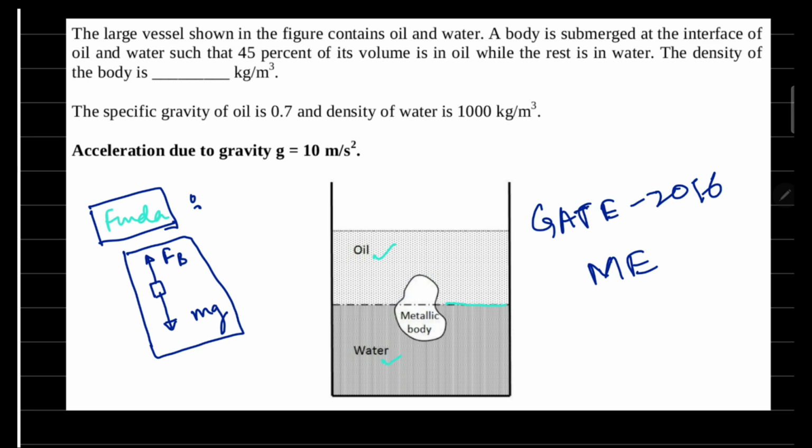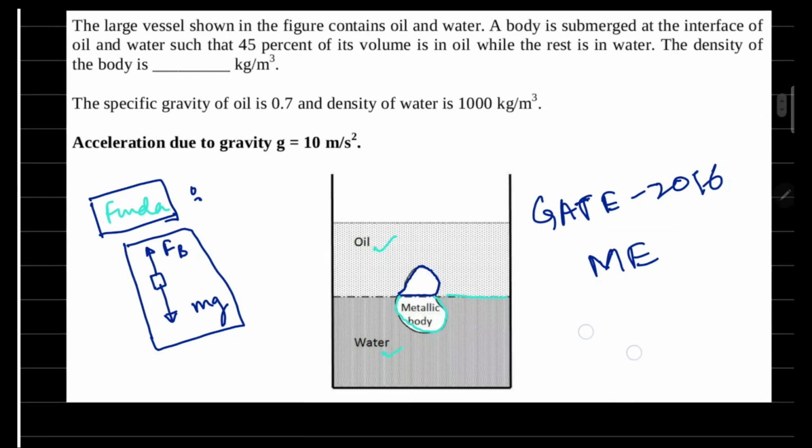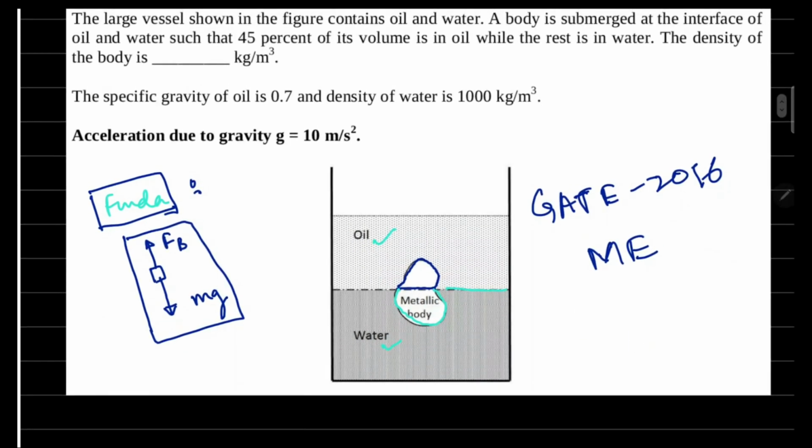Now let's start. It says that before this interface, here is 45% and the rest, 55%, is in the water. We are not aware how much volume this body has, so we assume that the total volume of the solid is Vs. Out of this, 45% is here, so 0.45 Vs is in the oil, and 0.55 Vs is in the water.